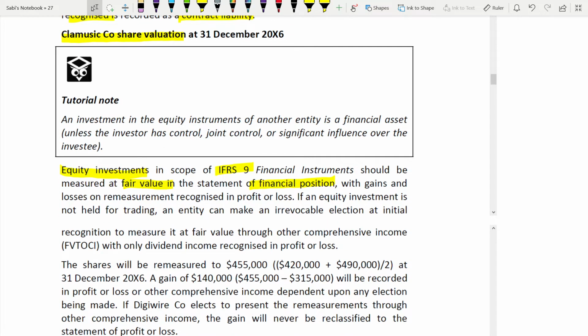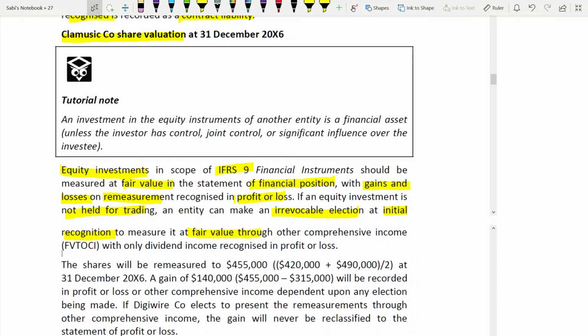Because they told the impact in the financial statements, with gains and losses on remeasurement recognized in profit and loss account. Normally, profit and loss account. But remember, this line has to be there in your answer because it could be measured in another way also. If an equity investment is not held for trading, you have to write this. If not held for trading, then an entity can make an irrevocable election. Irrevocable election means you cannot reverse that election. Once it is made, it's for lifetime. You have to make this election at initial recognition, okay?